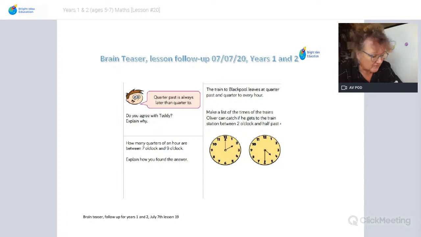So let's have a look at this brain teaser that we've got here. Do you agree with Teddy? I've got some messages coming through now. Good morning. Do you agree? Quarter to is always later than quarter past. Is quarter to always later than quarter past? What do you think?